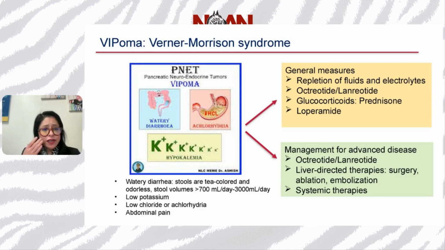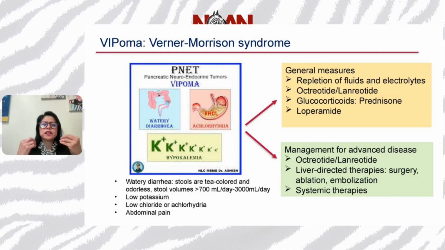Because of these severe diarrheas and also because of the function of this hormone in the body, you also lose a lot of electrolytes. So patients may have very low potassium, very low chloride. These patients may present with abdominal pain. So it's important to recognize it, because we need to replete those electrolytes. All these electrolytes are needed for the body and for its functions. If you have a very, very low potassium, that can also affect the heart.